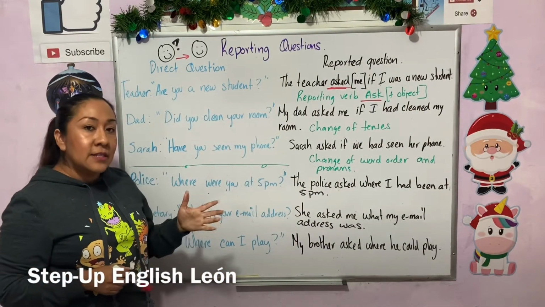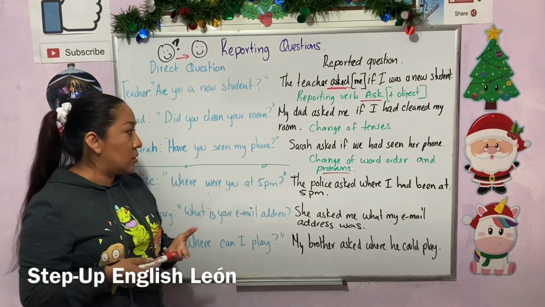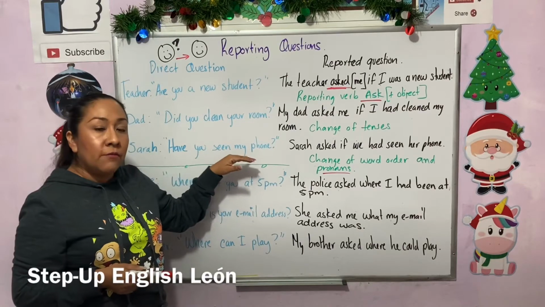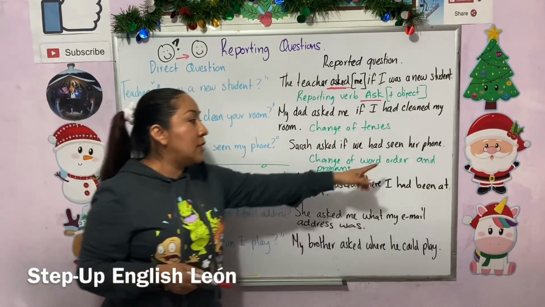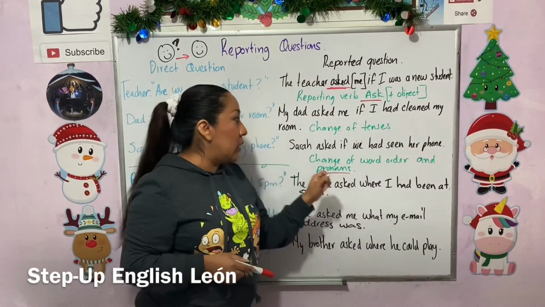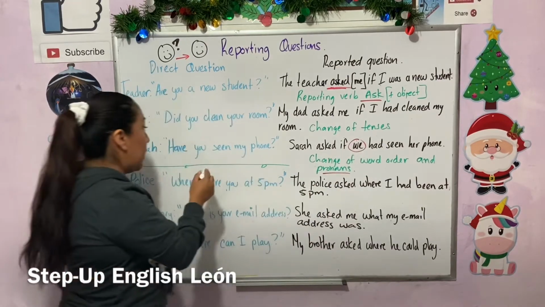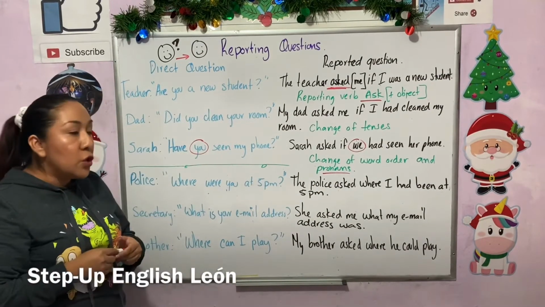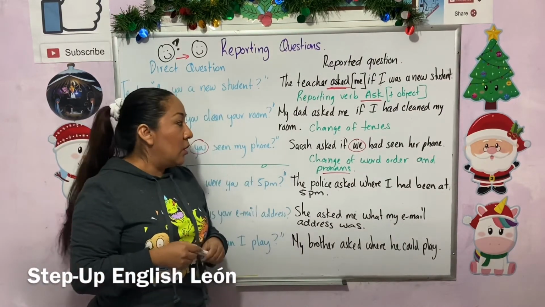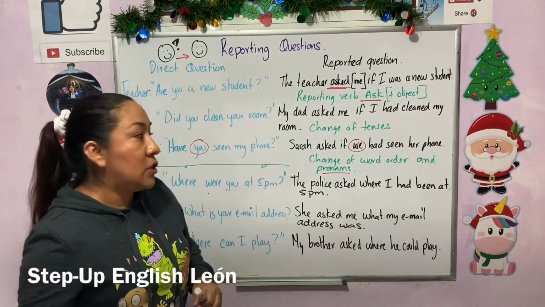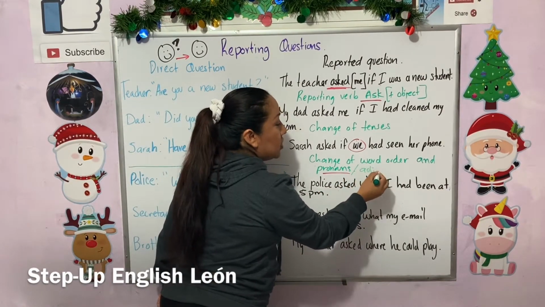Okay, and remember, this is also very important, the change of pronouns. Have you seen my phone? When Sarah asks, she says my phone. When I report, I say her phone. This is a possessive adjective, but we also use change of pronouns. Have you seen my phone? Sarah asked if we had seen her phone. Okay, so we're going to be changing pronouns or possessive adjectives also.